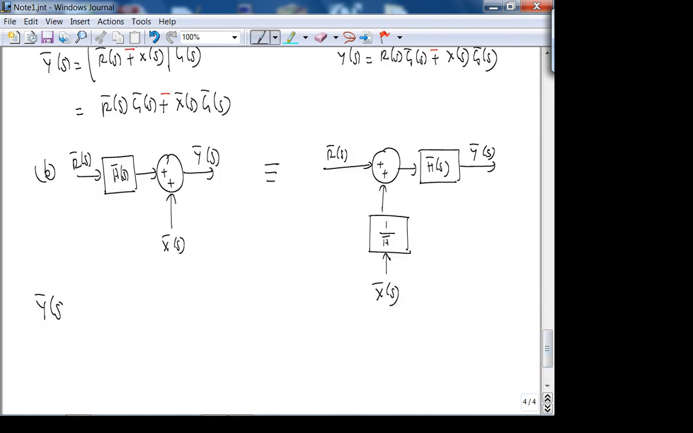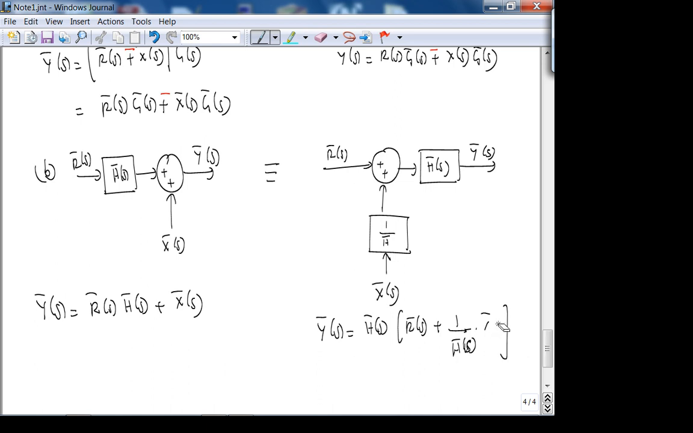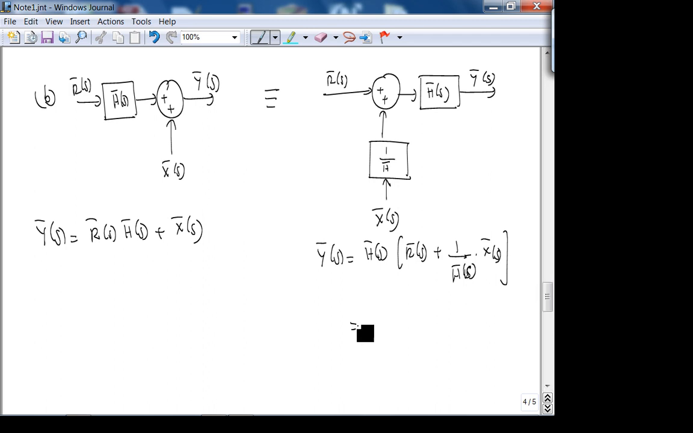So this implies Y of s is R of s, H of s, plus X of s. Correct? So what does this imply? Y of s equals H of s times R of s plus 1 over H of s times X of s. We'll assume implicitly that we are not dividing by a zero, otherwise you'll be in trouble. So this is equivalent to, in the same order, R of s, H of s, plus X of s. Okay?